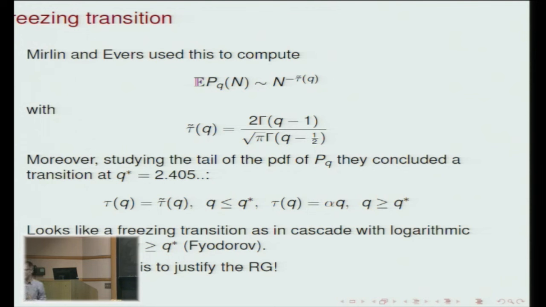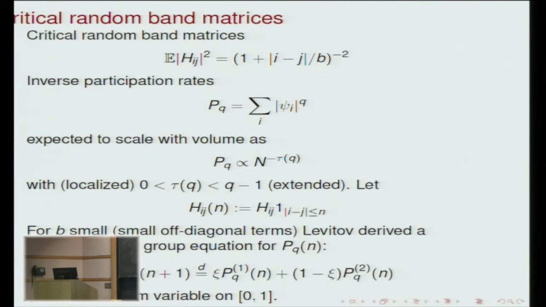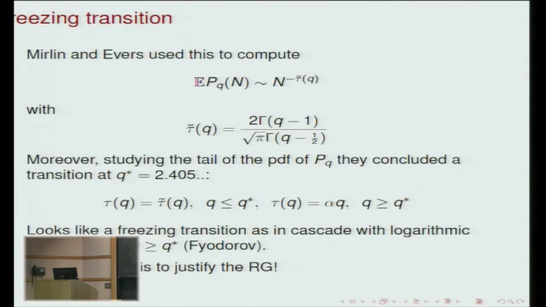And Jan has been doing the same thing in a hierarchical model of band matrices. Okay. This is probably doable, so there are logarithmic corrections and one can study the low temperature, large q phase. Of course, the real challenge here would be to justify the renormalization group. I'm not claiming anything on that, but certainly this iteration is intriguingly similar to what we had before.